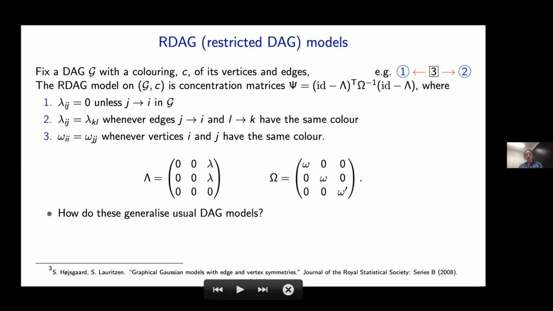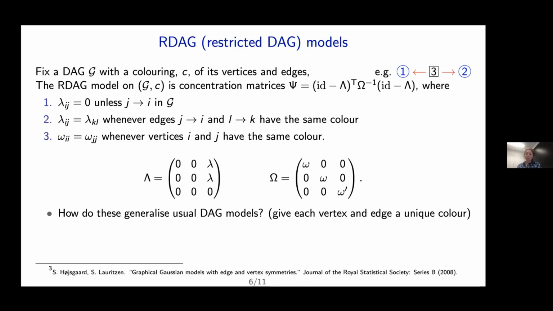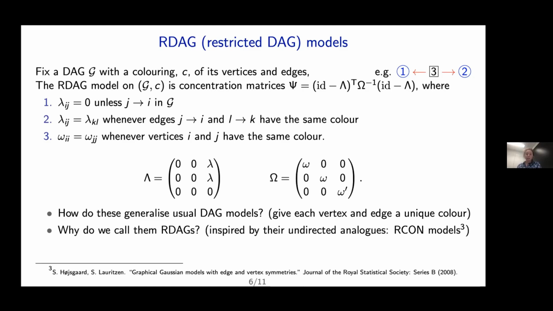Okay, so how do these models generalize usual DAG models? Well, we can recover the setting of usual DAG models just by giving each vertex and each edge a unique color. We only get extra conditions when we set certain vertices or edges to have the same color. Okay, next question, why do we call them RDAGs? Well, they're inspired by their undirected cousins, which are called RCON models, and are introduced in this paper of Seigal and Lauritzen. And the R stands for restricted, so the colors impose restrictions on the model.